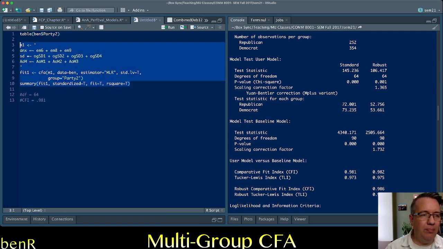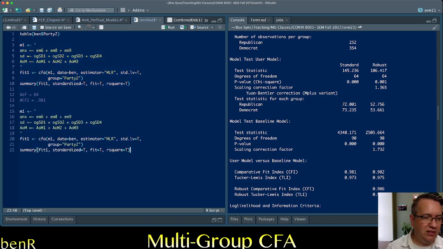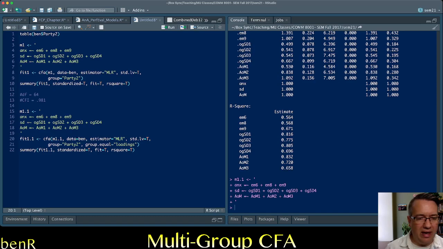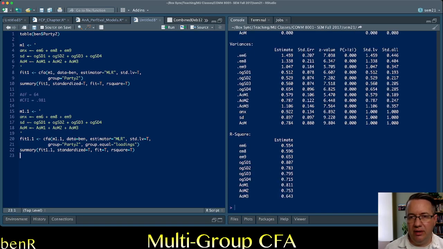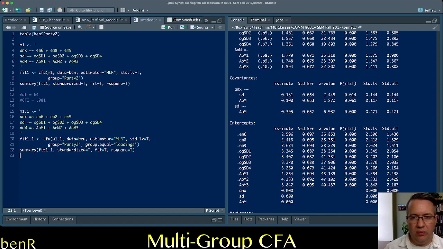Now let's go ahead and copy this initial model and paste it. And let's update everything, the labels, so M1.1, fit1.1. Now to constrain these loadings to be equal, all we need to do is group.equal equals in quotation marks loadings. And so by adding this to the fit line, it's going to constrain these loadings to be equal across both Democrats and Republicans.